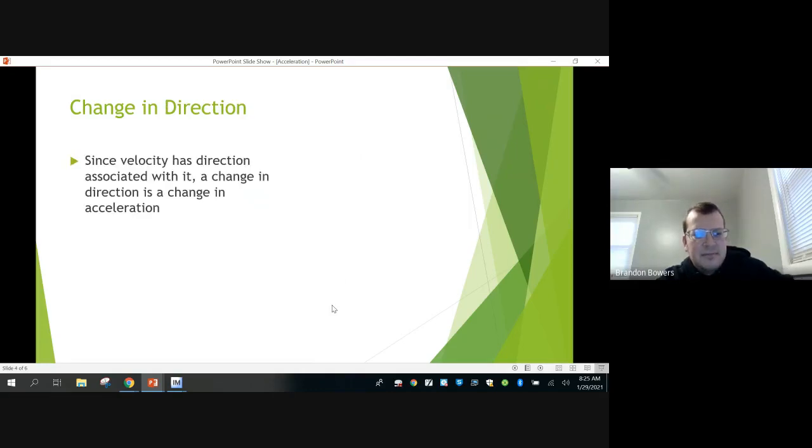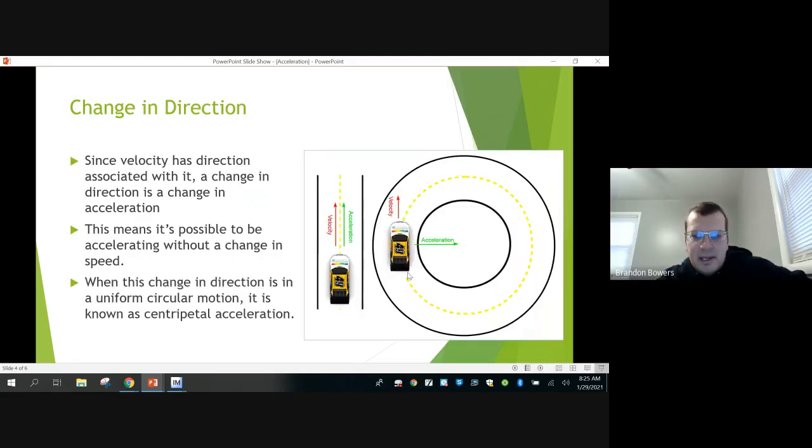Change in direction. Here's an example. If you're going around a racetrack, the velocity will always change its direction, which also affects the acceleration. So you can be traveling at a constant speed, but since you're always changing direction, that's always going to change your acceleration. Always, always, always.